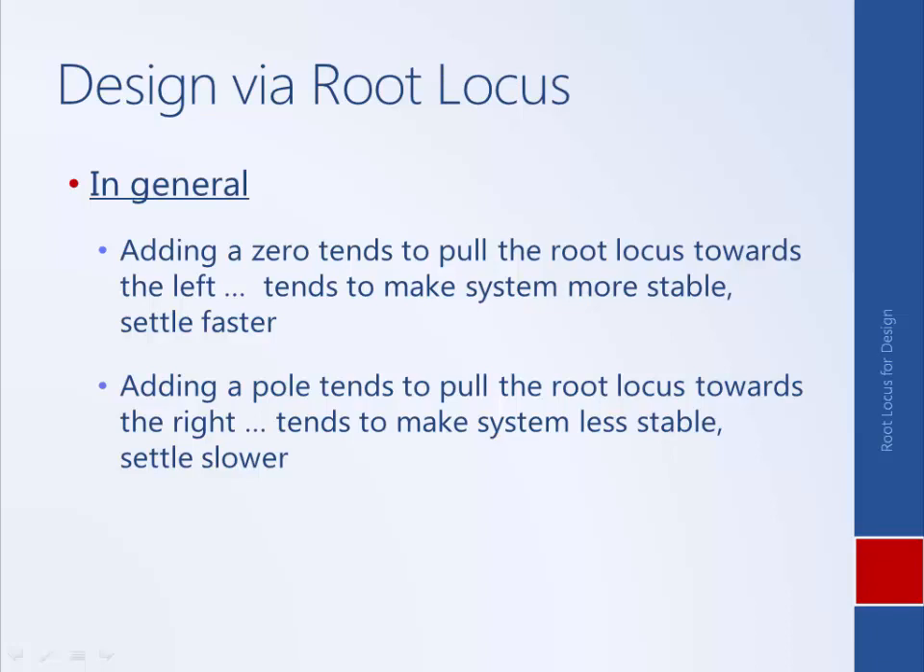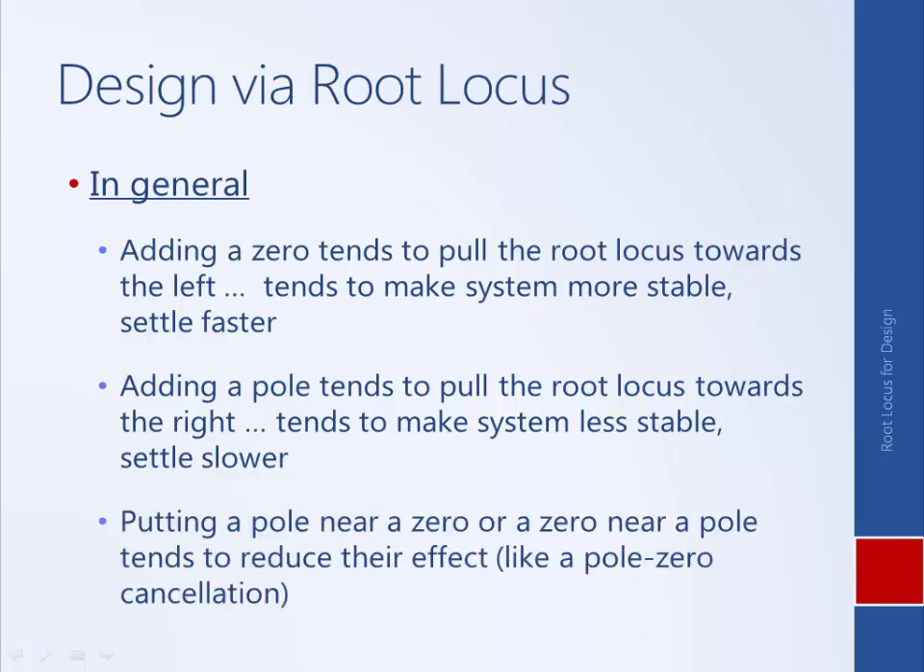It settles more slowly. An exception to this is when you put a pole near a 0 or a 0 near a pole, and the effect of that is basically a pole-0 cancellation. So if you place a pole near a 0 or a 0 near a pole, it tends to reduce the effect of those poles and zeros.